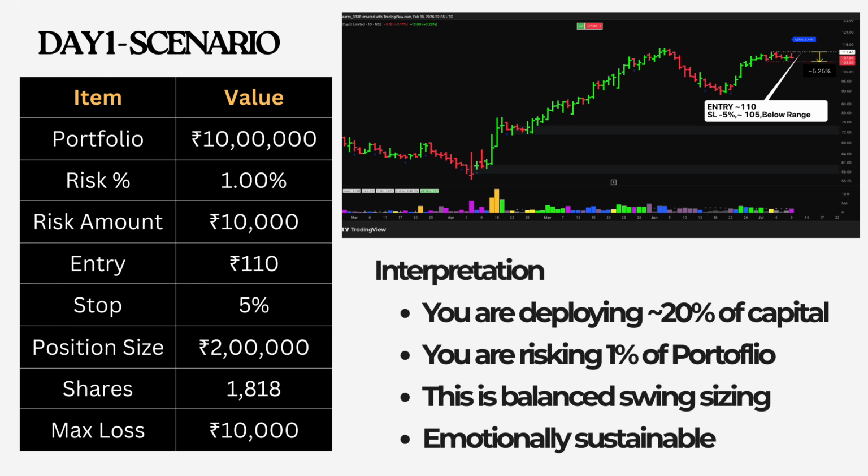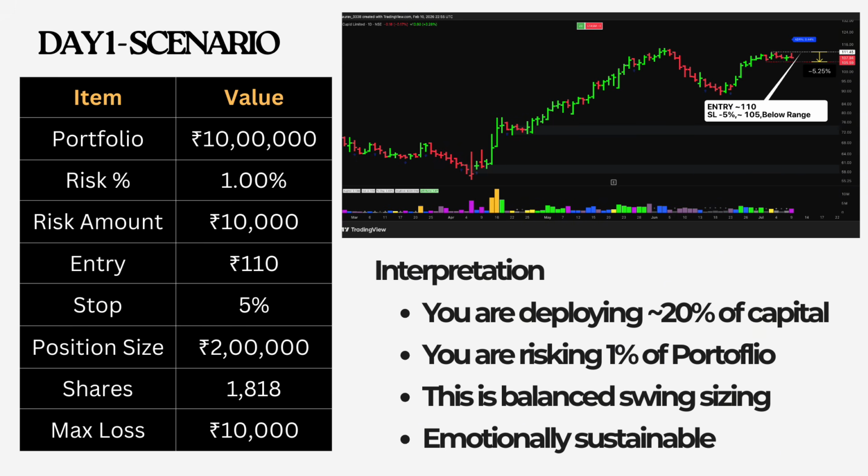Now when you entered, the entry was 110 rupees, which means you have allocated 2 lakh rupees in that stock, which is around 20% of your capital. And with that, you bought 1818 shares. So the maximum loss you are expecting here is around 10,000 rupees. Basically you're deploying 20% of capital and risking 1% of portfolio. Your overall portfolio is quite balanced.